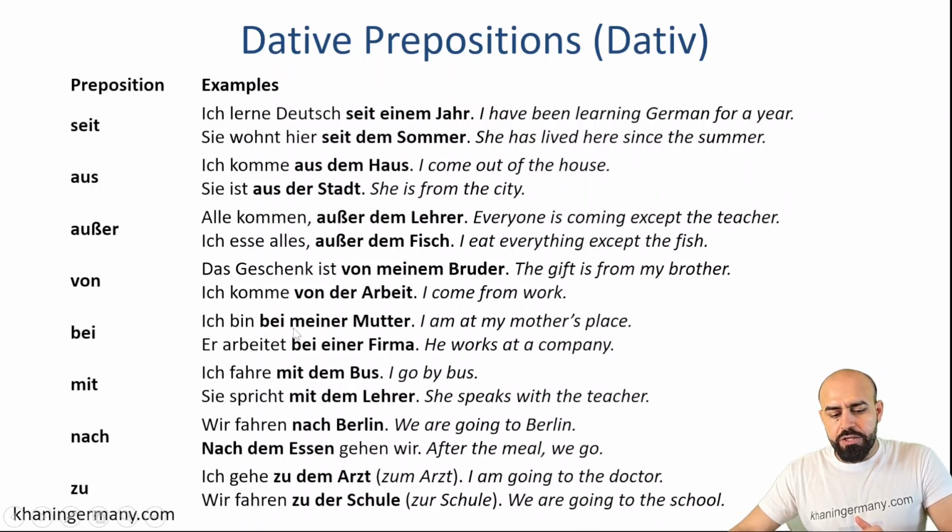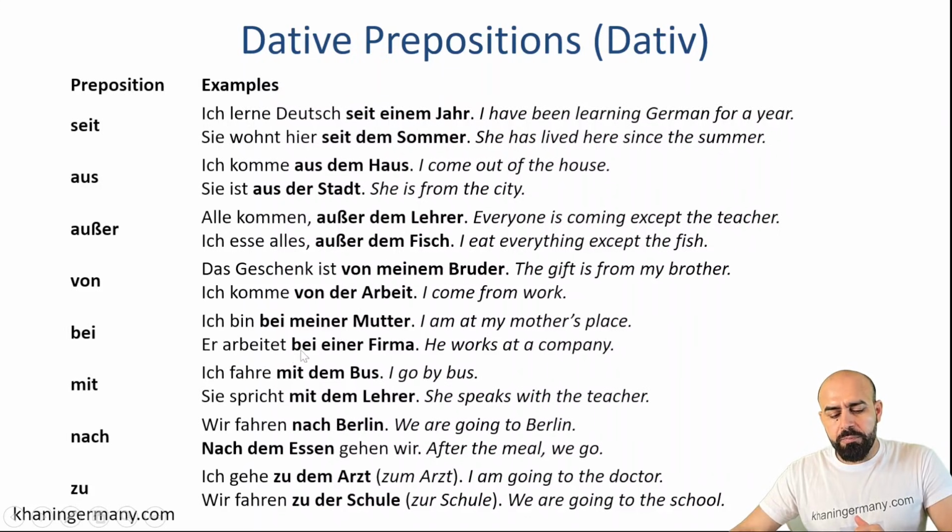Then bei. Ich bin bei meiner Mutter. So die Mutter, in nominative it will be meine Mutter. In dative it is meiner Mutter. Why? Because die gets converted to der in dative, okay? So the gift is from my brother. Then I come from work. And here I am at my mother's place. Okay, ich bin bei meiner Mutter. I am at my mother's place.